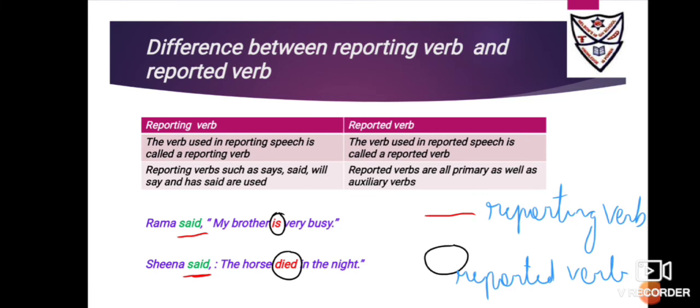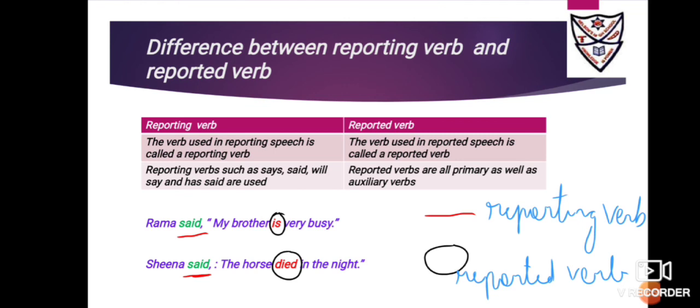Okay. So as you can see, the part that is highlighted, Rama said. So this said is the reporting verb. Okay. Sheena said. So this said is the reporting verb. As you can see, the verb that is underlined is called the reporting verb, and the verb that is circled is called the reported verb. Okay. So Rama said what? That my mother is very busy. So the verb inside the inverted commas is. So we have put a circle. So the circled verb is a reported verb. Okay. Now next, Sheena said the horse died in the night. So here the verb in the inverted commas is died. Okay. So this is called the reported verb, children.